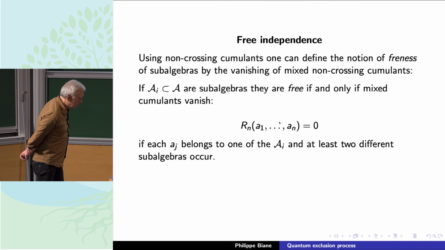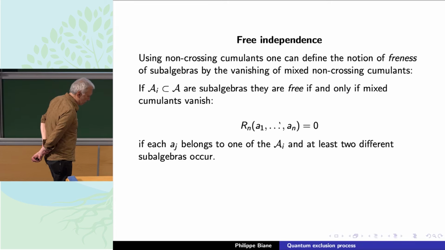So, what are these free cumulants useful for? Well, now we can make a definition of something which is called free independence using these non-crossing cumulants, in a similar way to what we had in the case of the classical cumulants. We have an algebra A with our linear form phi, and we look at subalgebras A_i, and we will say that they are free, meaning freely independent, which is not the same as independent, if and only if all the mixed cumulants vanish.